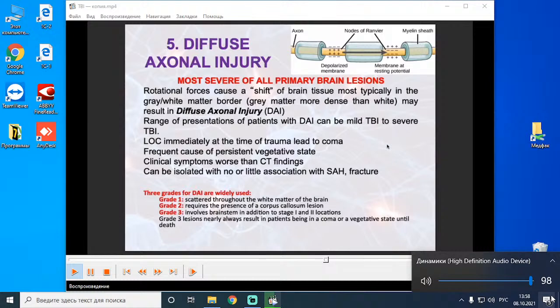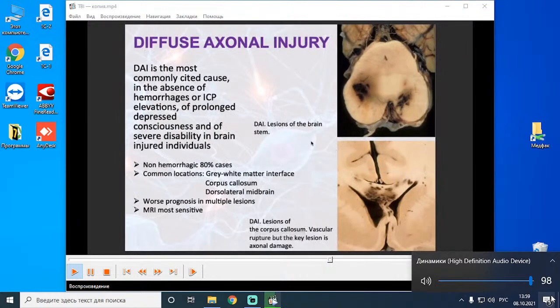Clinical symptoms are worse than CT findings. Can be isolated, with little or no association with subarachnoid hematoma or fracture. 3 grades for diffuse axonal injury, widely used: grade 1, grade 2, grade 3. Diffuse axonal injury is the most commonly cited cause, in the absence of hemorrhages or intracranial pressure elevations, of prolonged depressed consciousness and of severe disability in brain-injured individuals.